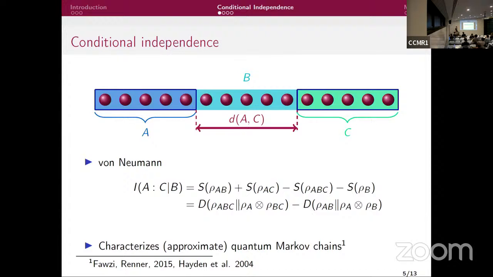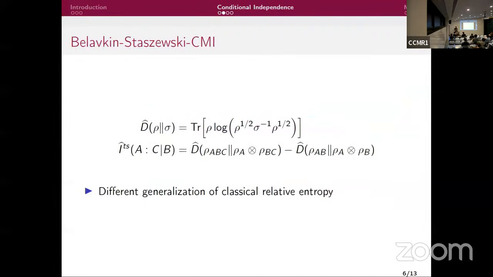What we do is we use a different one. The one we use basically takes the definition from the previous slide, but replaces the relative entropy by the so-called Belavkin-Staszewski relative entropy, which is a different generalization of the standard classical one. So if these operators commute, you can just take them apart, and this first line is just the same as the Kullback-Leibler divergence. But as they don't commute, this is in general a different quantity.